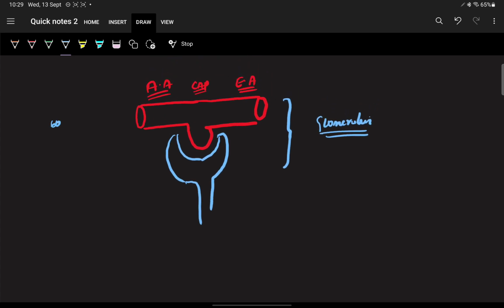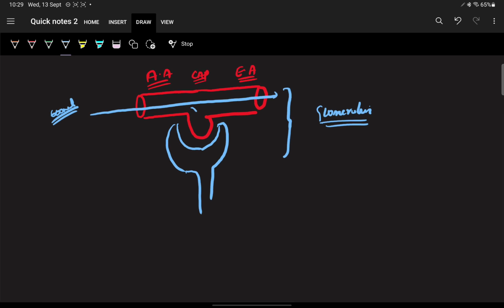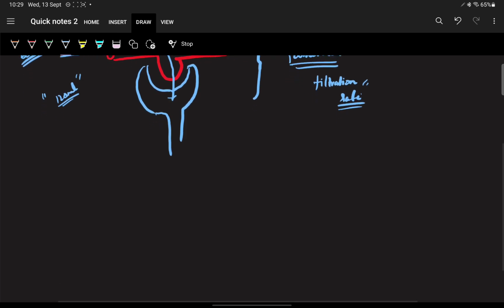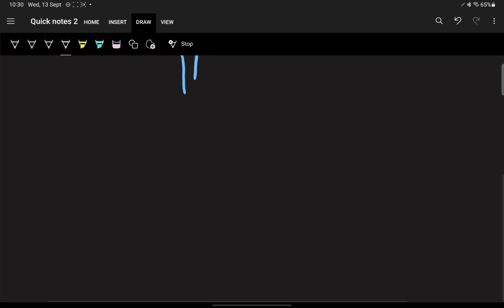Now if there is 600 ml of plasma going from afferent to efferent arteriole, out of this 600 ml, 120 ml will go into the glomerulus. This plasma, the 120 ml which is getting filtered at the glomerulus, is called your glomerular filtration rate. I hope you understand the definition of glomerular filtration rate. Now this glomerular filtration rate is dependent on certain factors. We have to understand that.